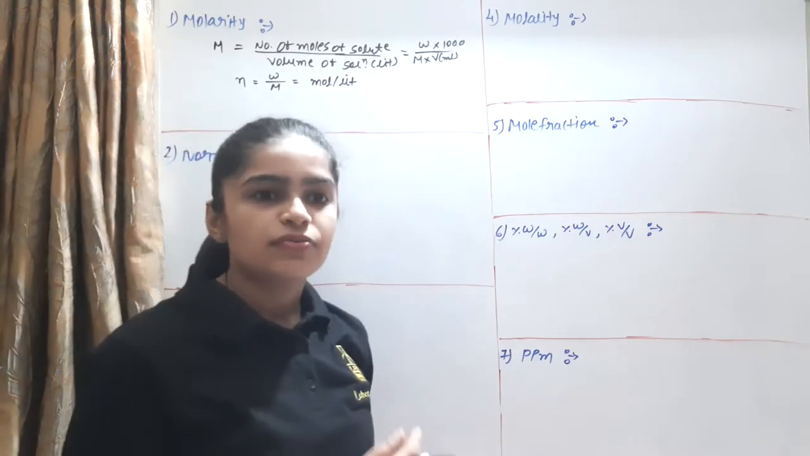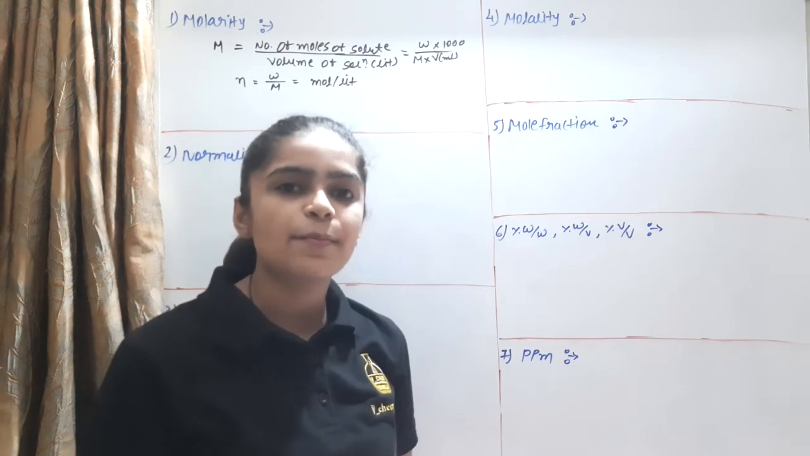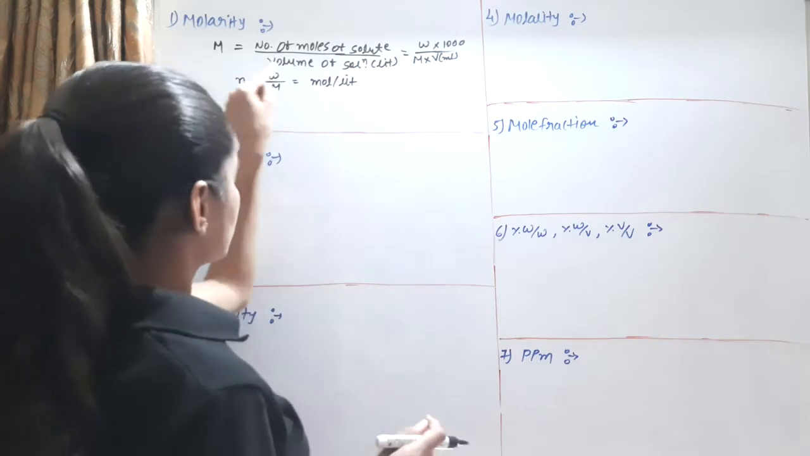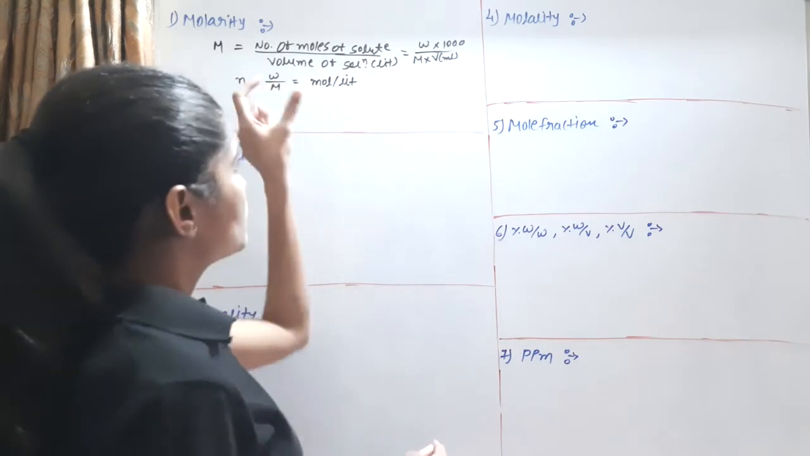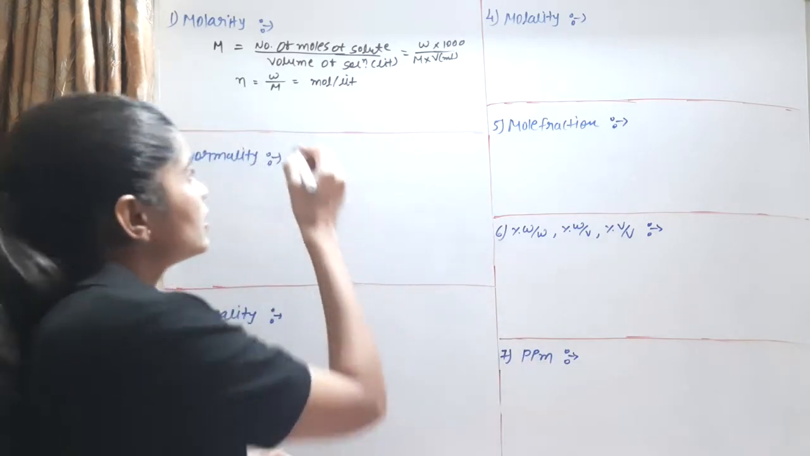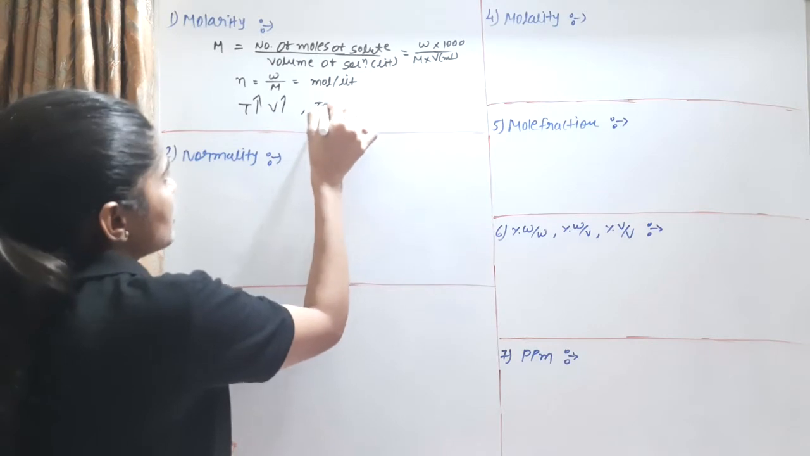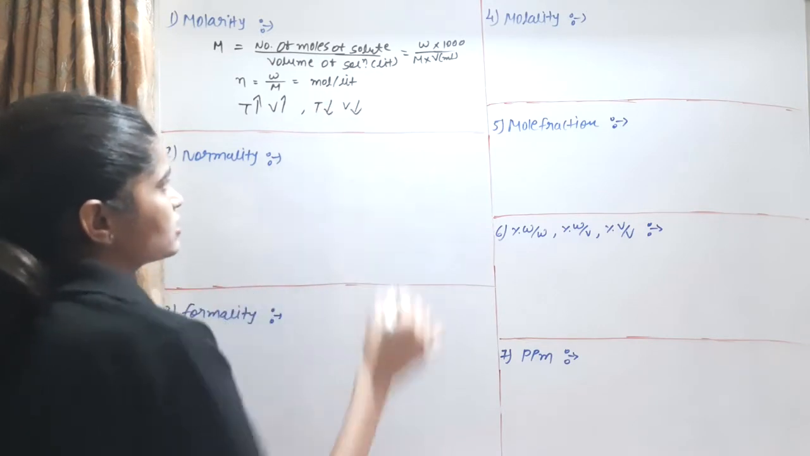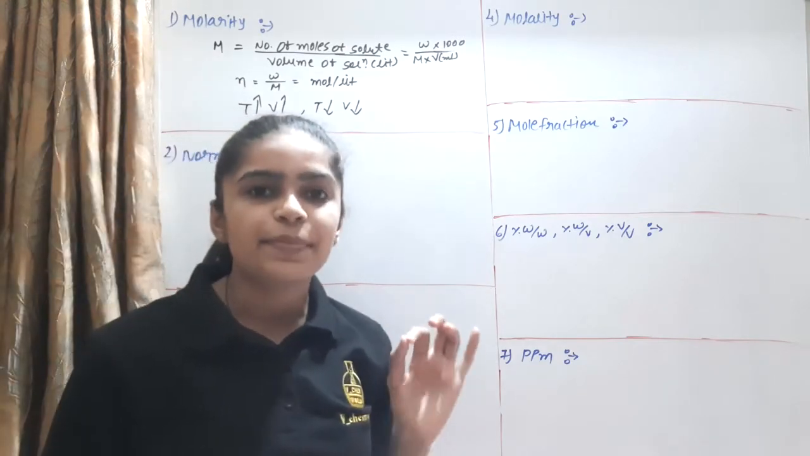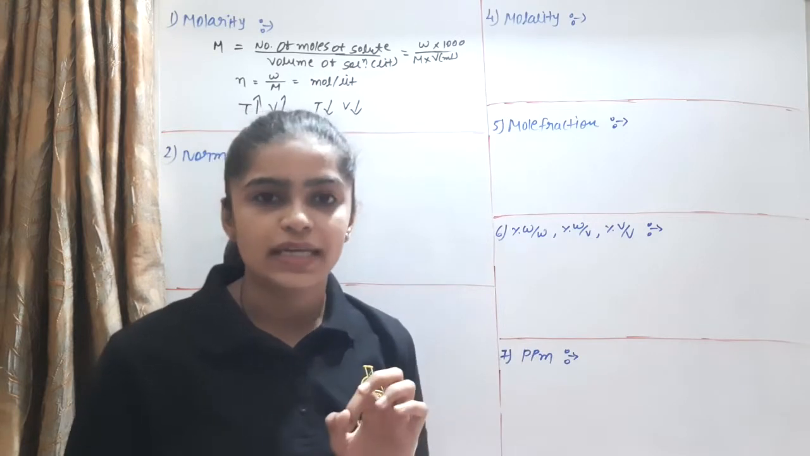The next factor is whether it is temperature dependent or independent. Molarity is temperature dependent because the denominator in molarity is the volume, which changes when temperature changes. Temperature increases, volume increases, and temperature decreases, volume decreases. So the molarity concentration is a temperature dependent quantity. That is all about molarity.